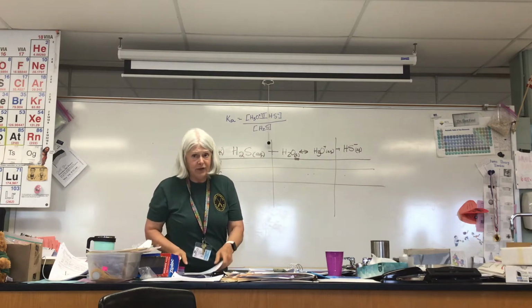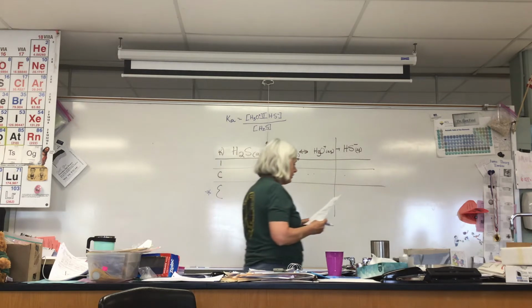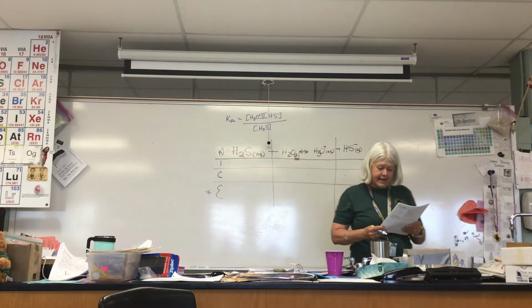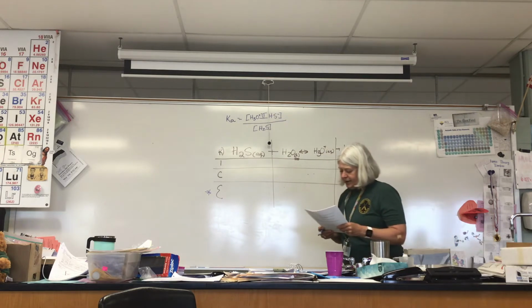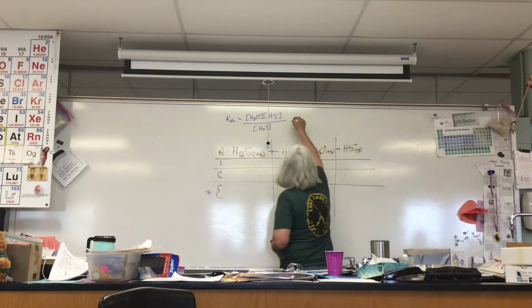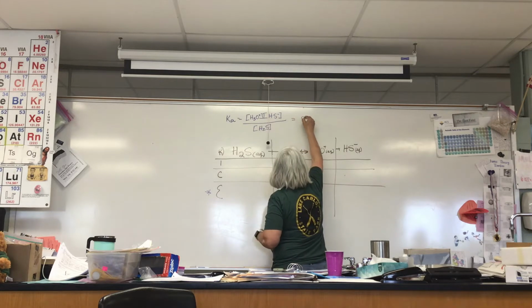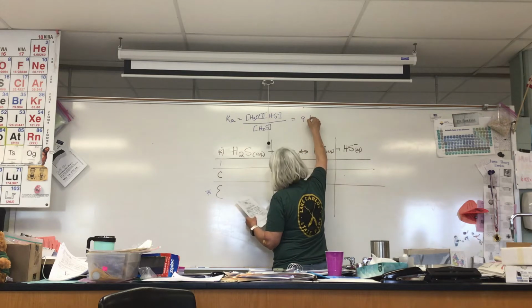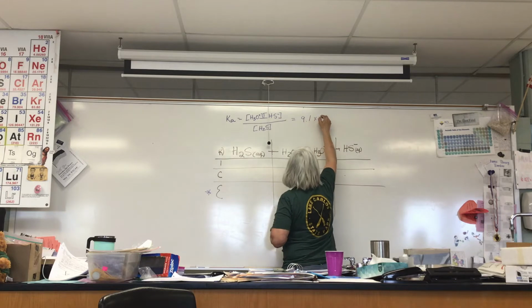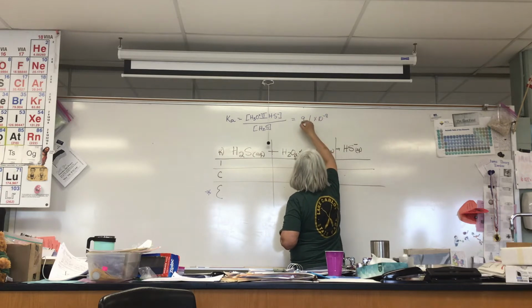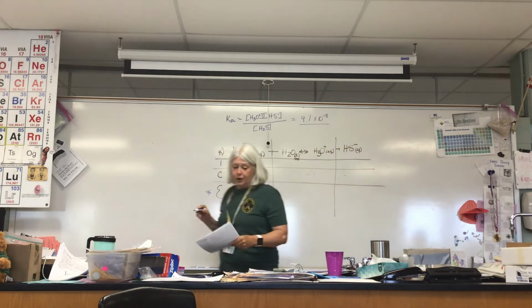Now, something about this worksheet, and I told you not to start this one back in the day. There is a number here that you were not given, that I'm giving you now. Ka for this one is 9.1 times 10 to the minus 8. I would provide this for you.